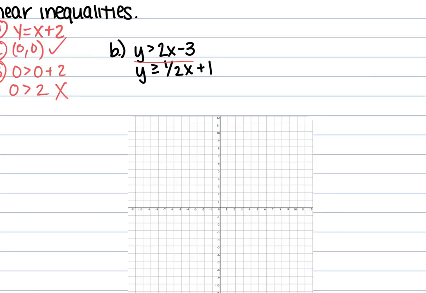The first one should have been fairly easy because it's already in slope-intercept form, right? So my equation for the first one is y equals 2x minus 3. Agreed? So I'm going to start at -3, go up 2 to the right 1, up 2 to the right 1, up 2 to the right 1. Okay? And then it should be a dotted line because we're using a greater than symbol. So we're going to have a dotted line here that looks like this.